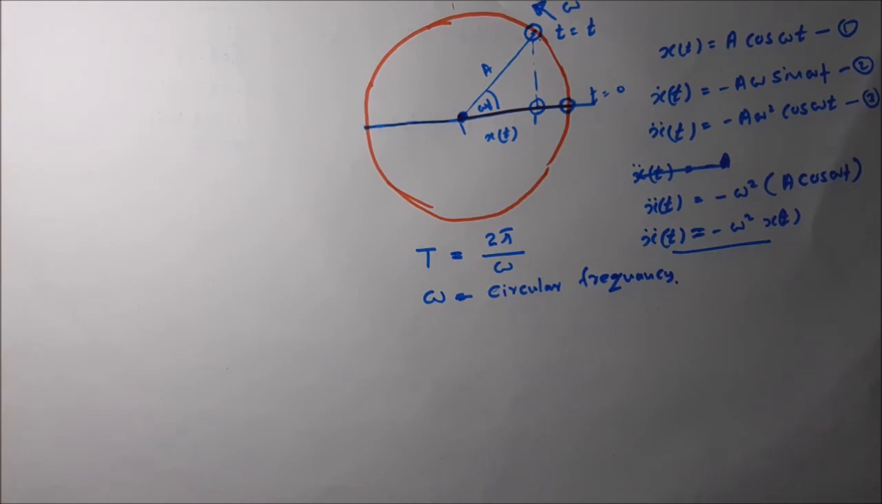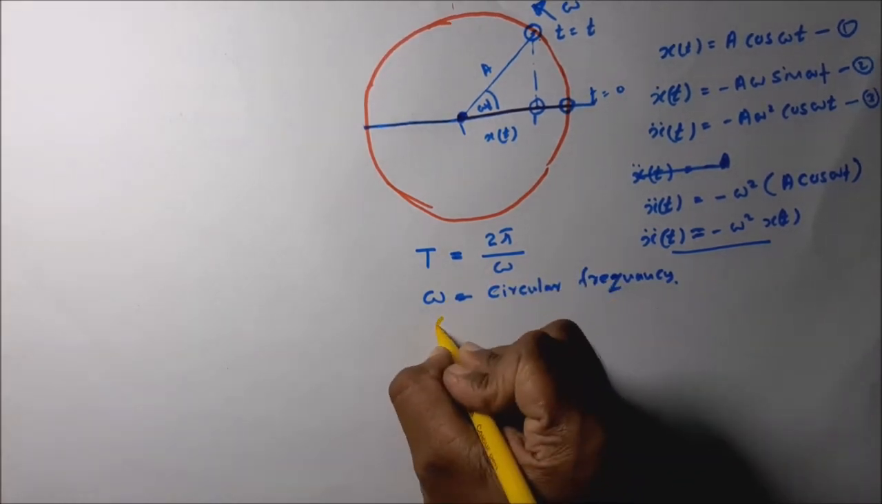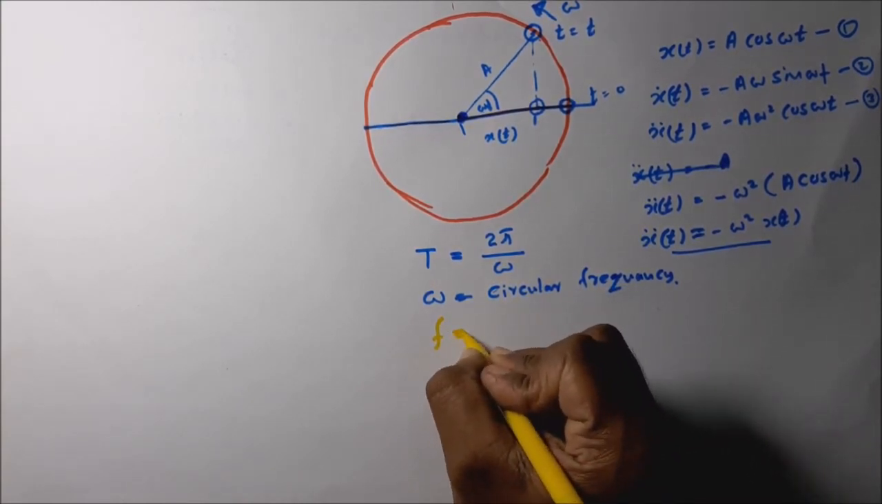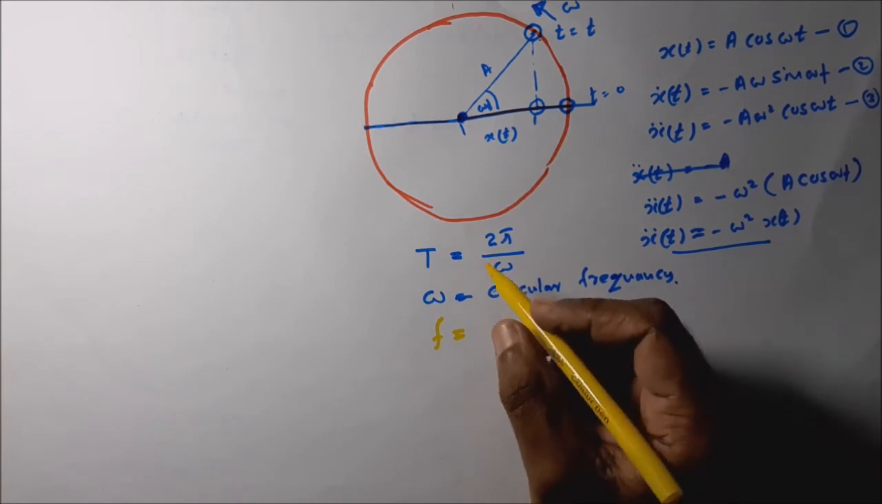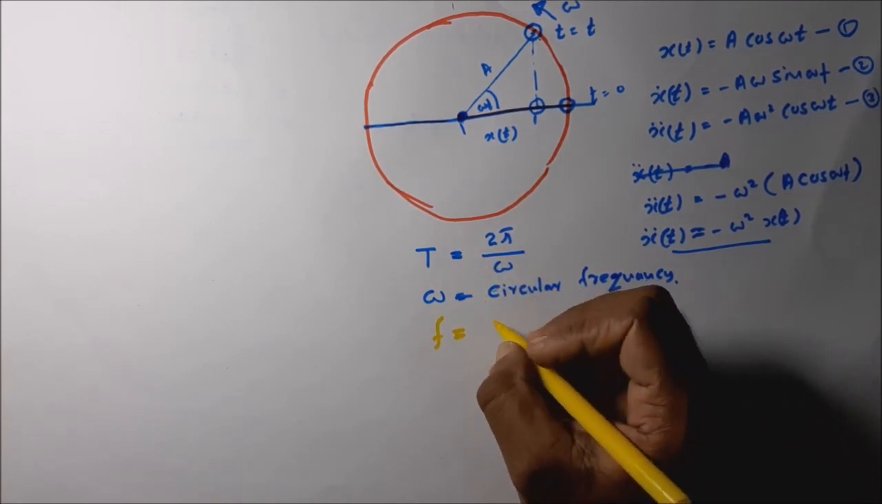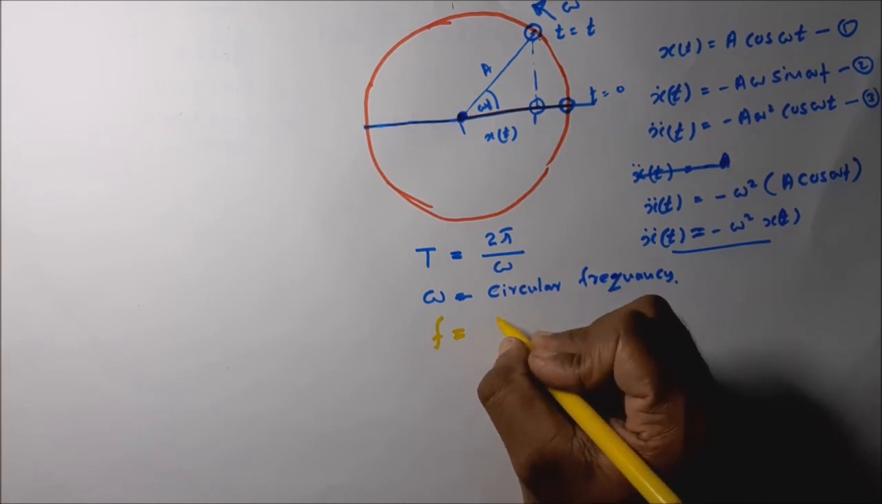So then the frequency in hertz. What is the frequency in hertz? Cycles per second. What does that mean, cycles per second? How do we calculate how many cycles per second?